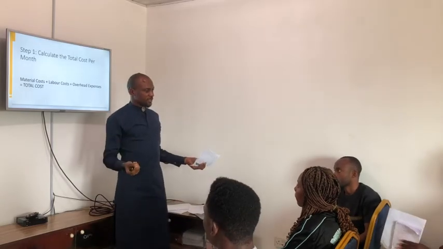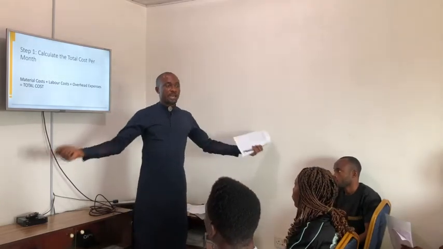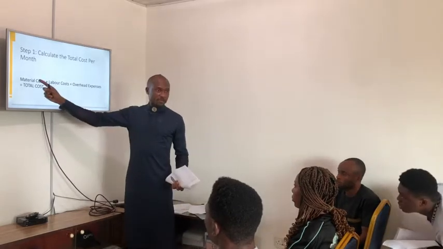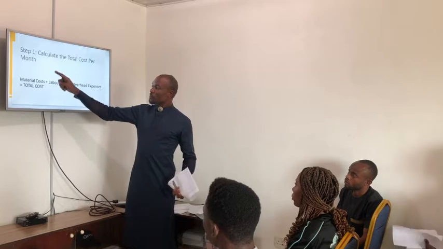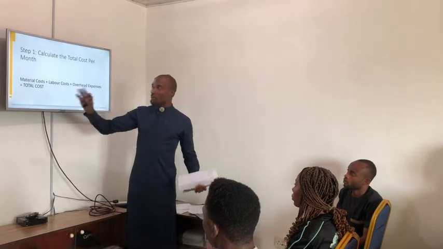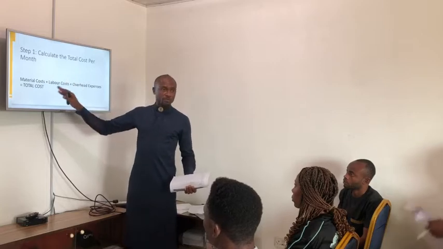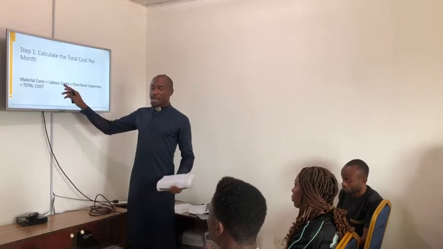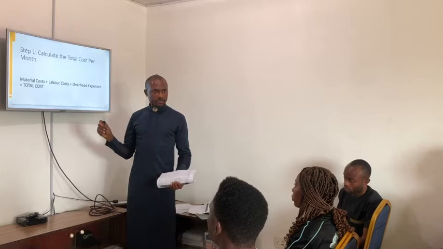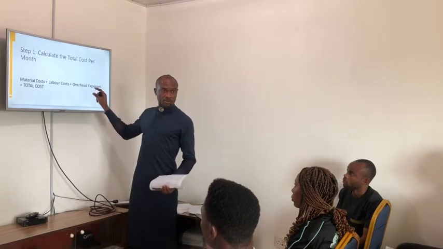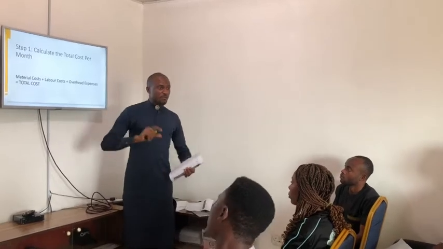Okay, let me give an example. We bought 50 yards of fabric this month. You put the cost here, including the cost of all the zips, everything you use for your production for the month. And then the total labor cost, and then the total overhead cost. When you add all of it together, you have your total cost for the month. Is that clear? Yes. Okay.